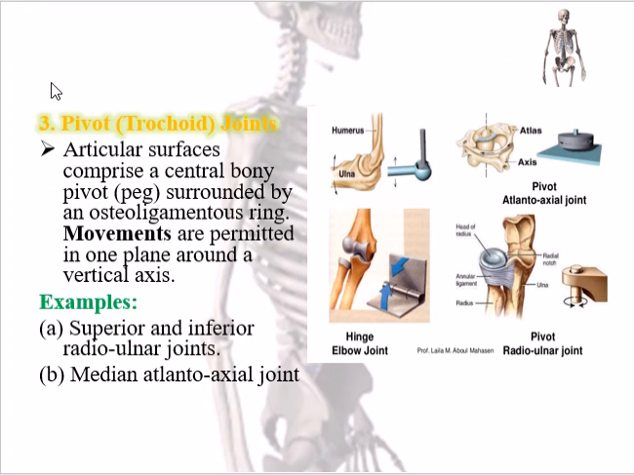Number 3. Pivot joints, or trochoid joints. Articular surfaces comprise the central bony pivot surrounded by an osteoligamentous ring. Movements are permitted in one plane on a vertical axis. Examples: superior and inferior radioulnar joints and median atlantoaxial joints. These are the examples of pivot joints.